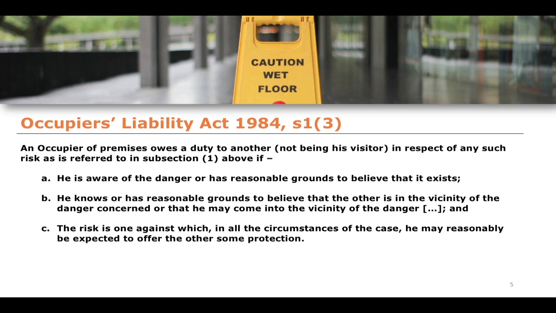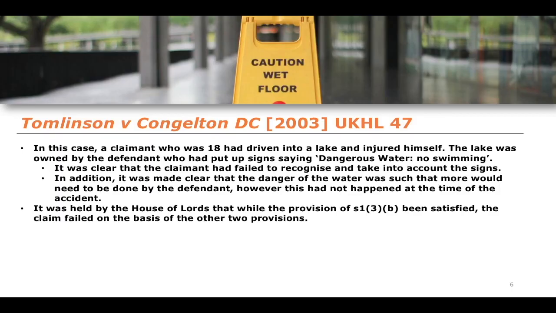He failed in the circumstances in which, firstly, there was an awareness of the danger or a reasonable belief that the danger existed. But then, more importantly, the third point, that he may reasonably be expected to offer some form of protection to this individual. And so, essentially, the dangerous water, no swimming sign was enough to avoid liability by way of occupiers' liability, even though there was a clear recognition that the sign was not necessarily adequate to prevent this kind of injury, to prevent this kind of damage caused to the claimant.